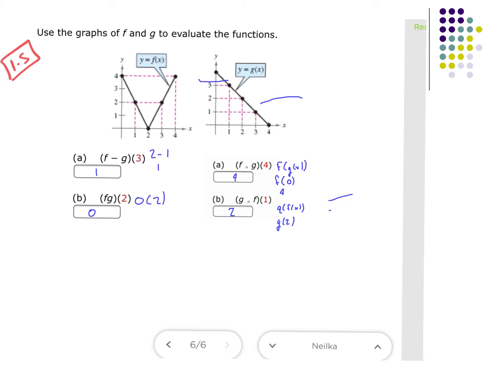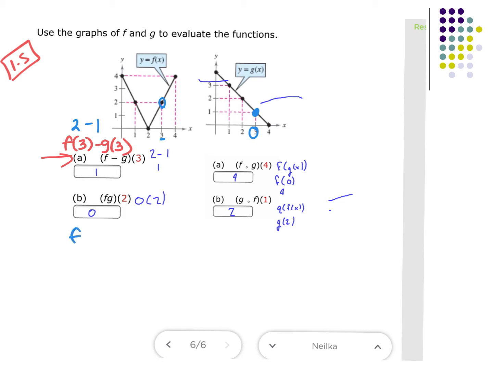Okay, 1.5 with graphs. So for A, you can't plug in here, right? I don't want you to find the equation from your graph and then plug in. I want you to use the graph. So this is saying f of 3 minus g of 3. So I'm going to go to my f graph, which is the one on the left. I'm going to find where x is 3, which is here, and find the corresponding y, which would be 2. So that's 2 minus. Then I go to the g graph. 3 is here. I find the corresponding y, which is here. That's 1. And my answer is 2 minus 1, which is 1.